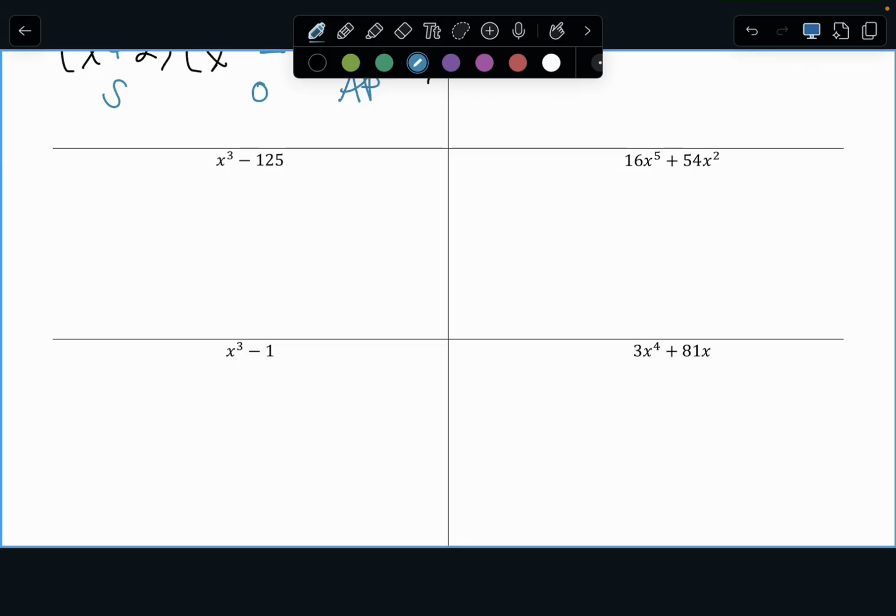Ava just made a really good point. When you are taking the cube root of these things, we ignore the sign in the middle. Okay? The sign in the middle is going to be handled by SOAP. But when we take the cube root, we're not taking the cube root of negative 125 and getting negative 5. We're just taking the cube root of 125 and getting positive 5. Okay?